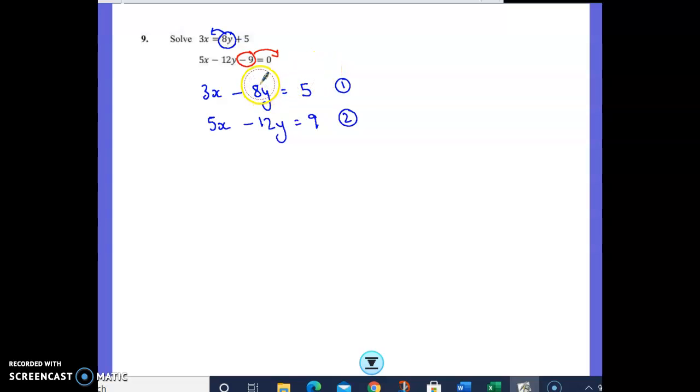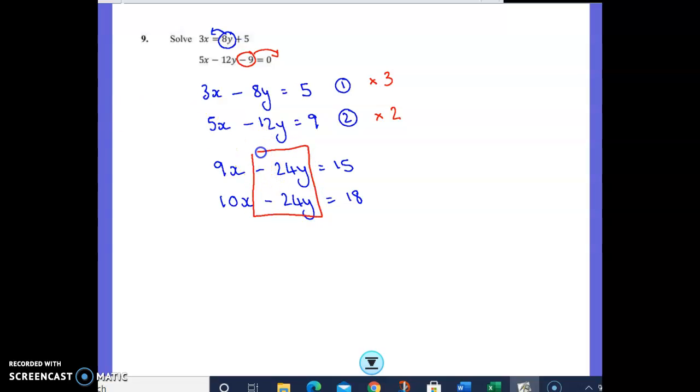If I'm making this up to 24 then, 8 goes into 24 3 times, 12 goes into 24 twice. Equation 1 by 3 gives me 9x minus 24y equals 15. Equation 2 by 2 gives me 10x minus 24y equals 18. I've got the same sign in the ones that I've changed. These are the ones here that I've changed. Same sign, so I'm going to subtract.